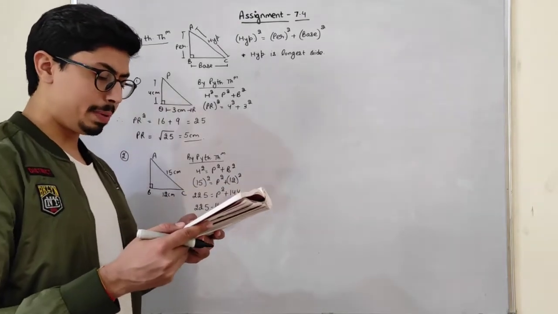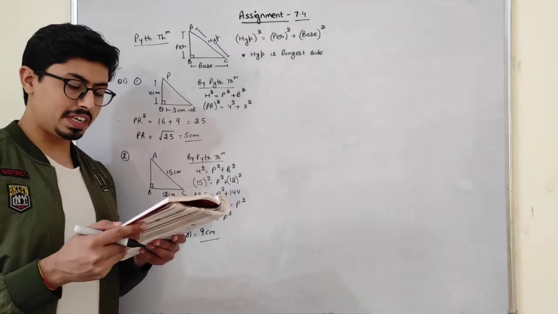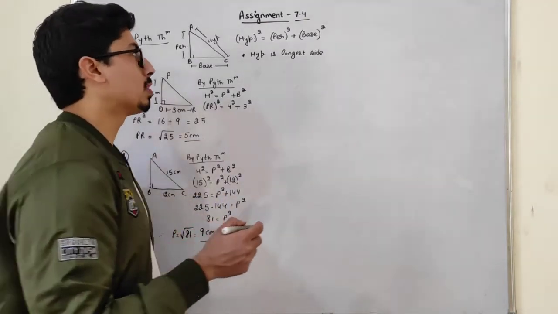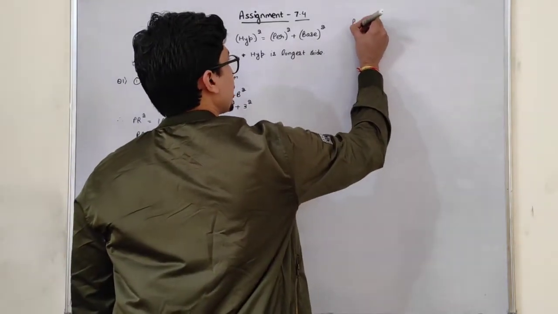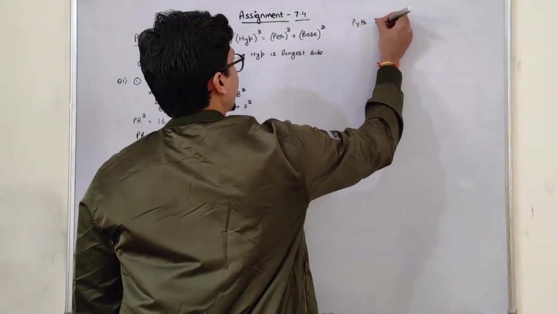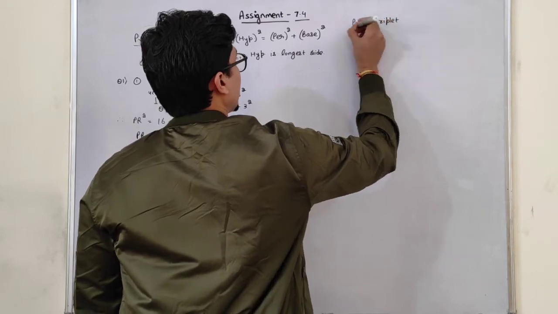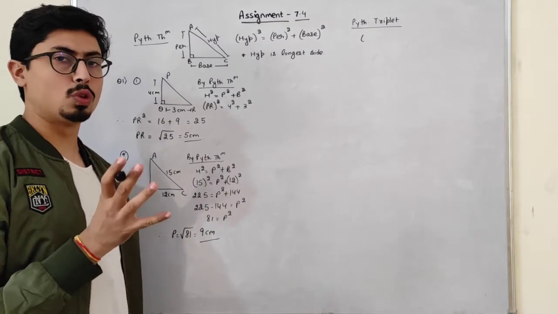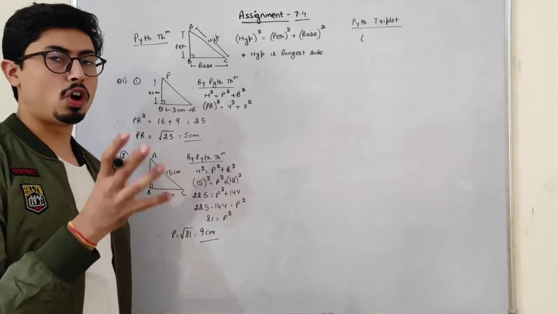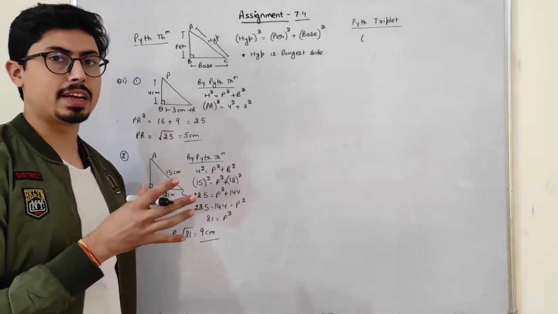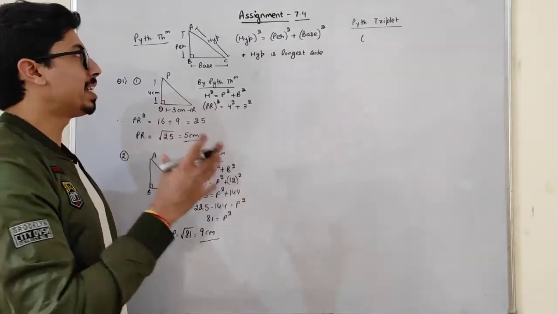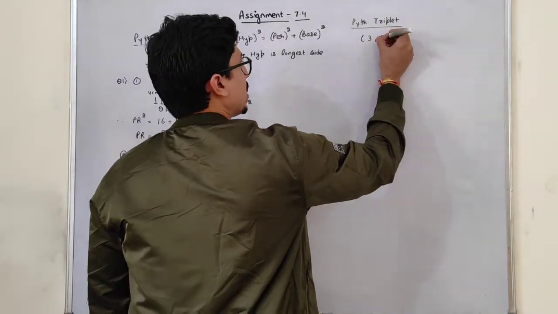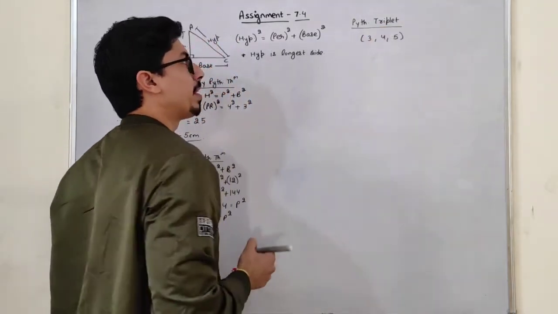Next is, if A, B, C are three positive integers, which of the following is true for the Pythagorean triplet? See students, what are Pythagorean triplets? A Pythagorean triplet is an ordered set of three numbers which form a right angle triangle, or I can say which satisfy this condition. Like if I write 3, 4, 5, then 3, 4, 5 is a Pythagorean triplet.